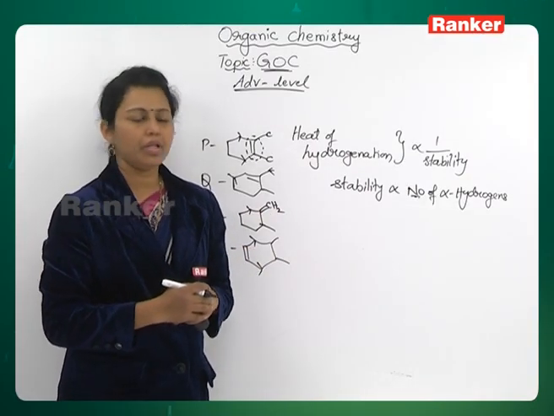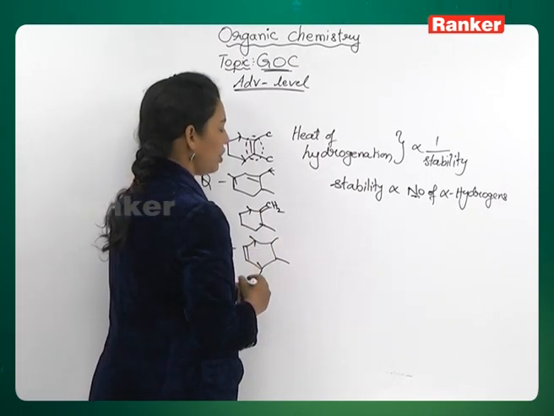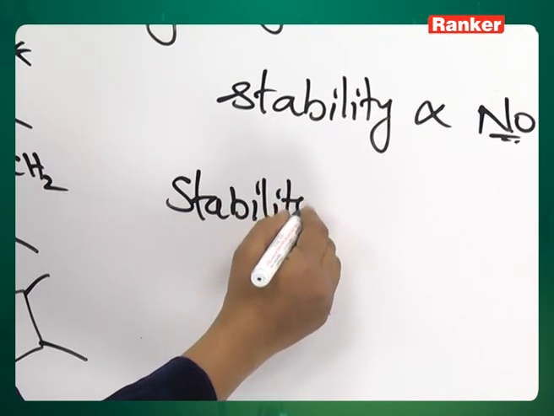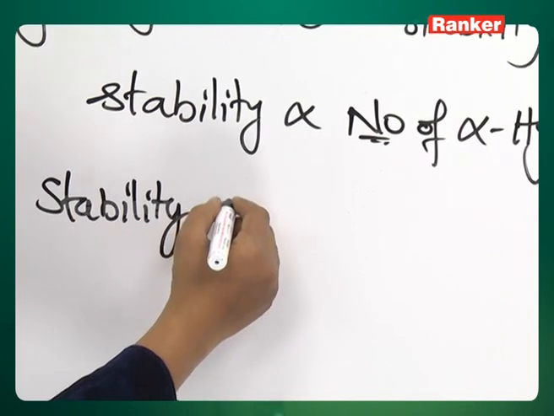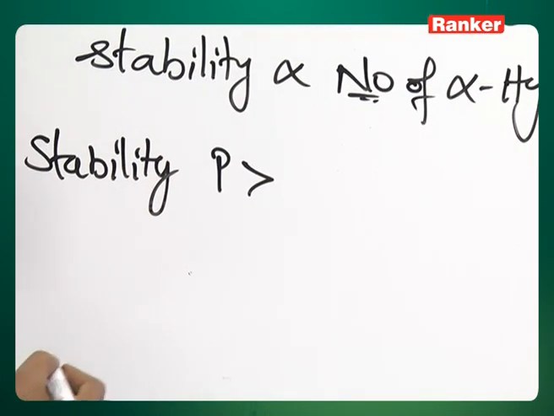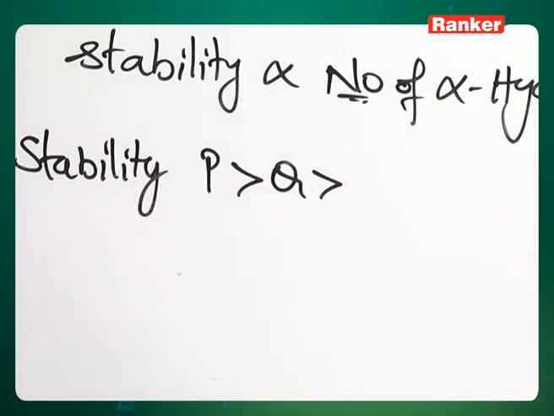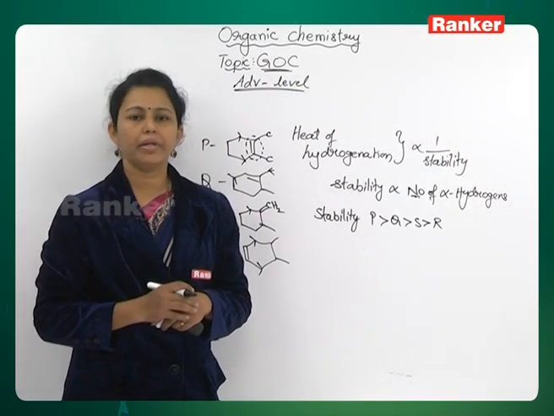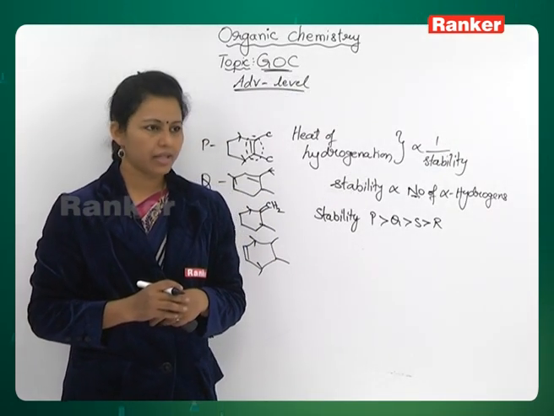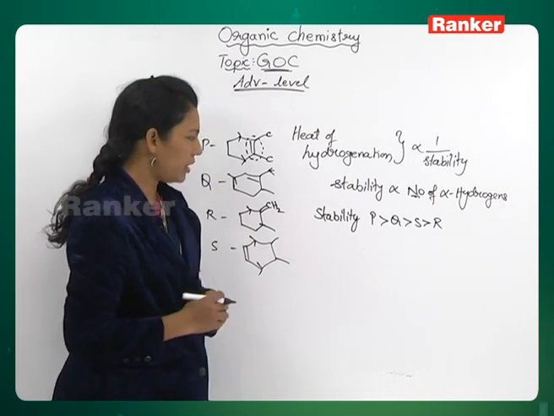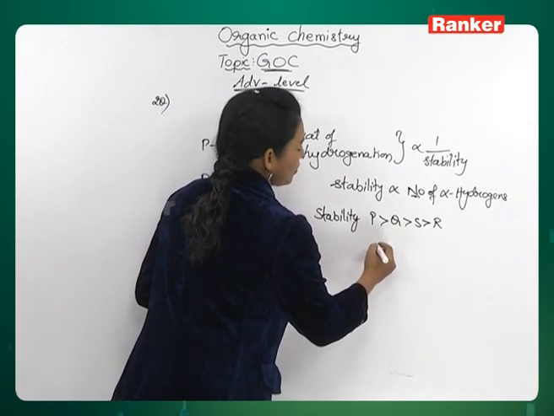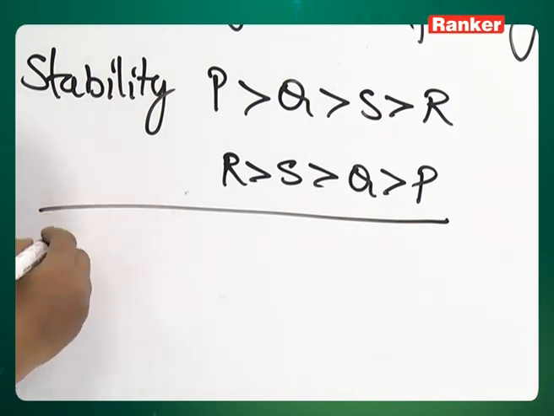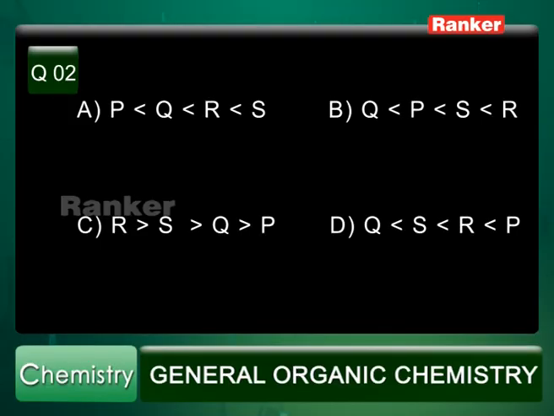So R is least stable, and hence the heat of hydrogenation will be in this order. The stability order will be in this way: P is more stable than the next one Q, Q is more stable than S, and S is more stable than R. If the stability order is like this, then the heat of hydrogenation order will be in the reverse way. That is, it is more for R: R greater than S greater than Q greater than P. So the correct answer for this question is option C.